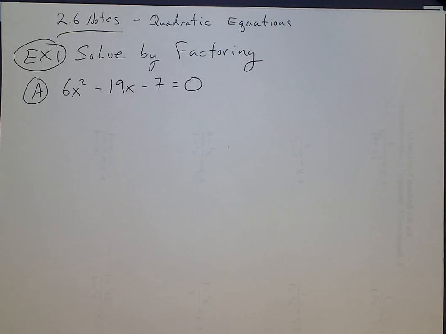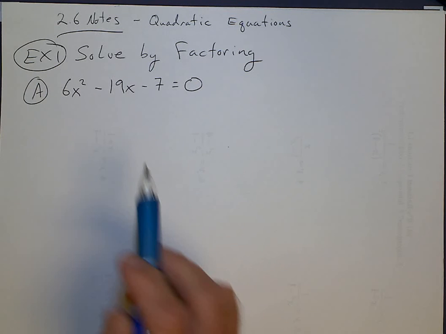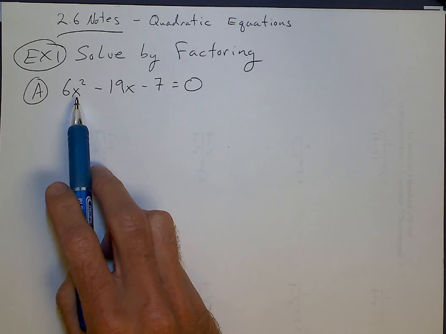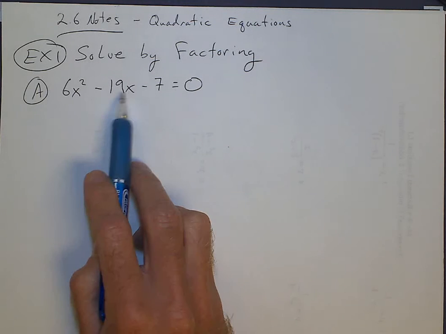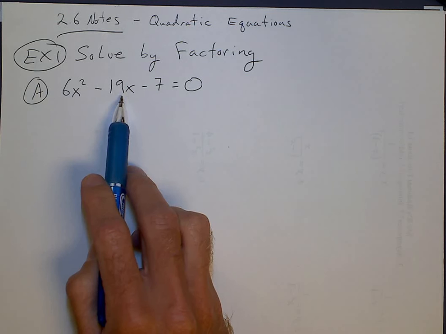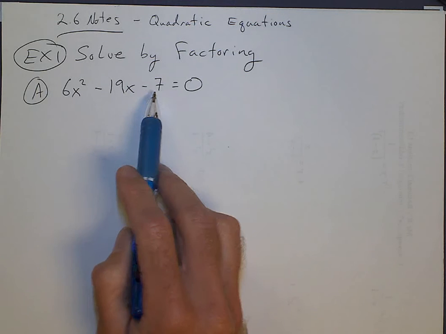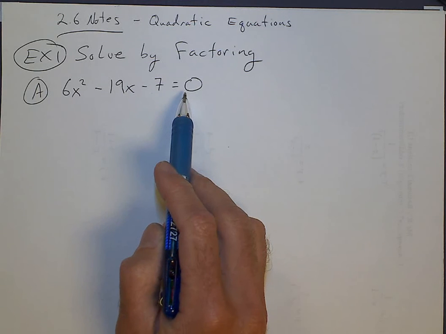So what we could do, and no one did this, at least no one said it out loud, but on the warm-up, some people took their answer choices, A, B, C, D, and E, and went back and tried to decide which one felt right, which one fit. If this were multiple choice, you could plug in, maybe x equals 1. When I plug it in, 1 squared is 1, 6 times 1 is 6, 19 times 1 is 19, so 6 minus 19 would be negative 13, negative 13 minus 7 is negative 20. Does that equal 0? No, so the answer is not 1.